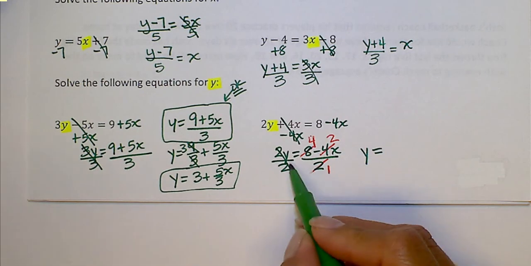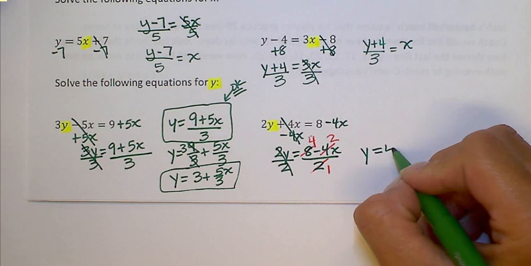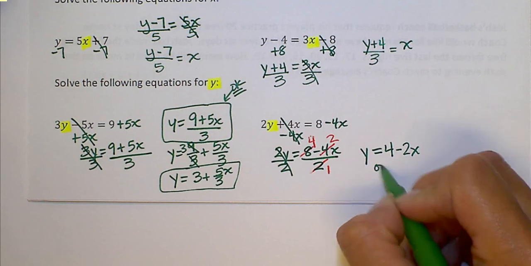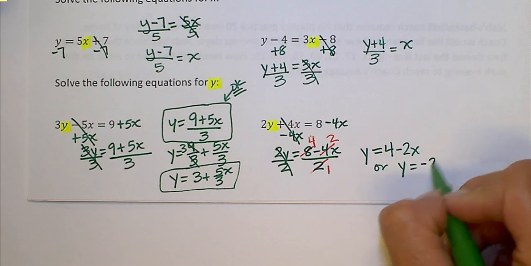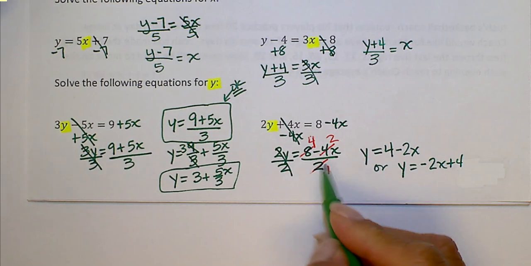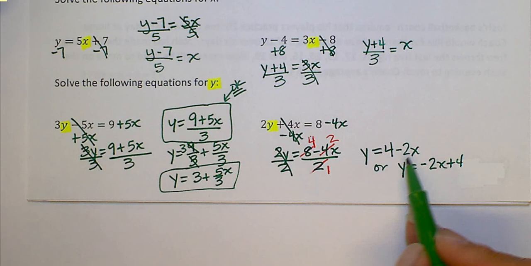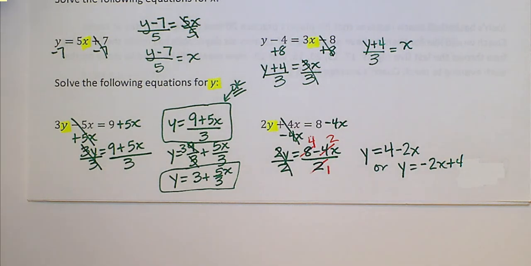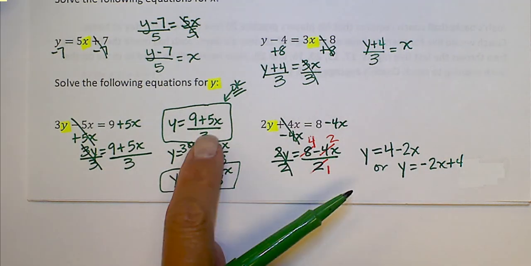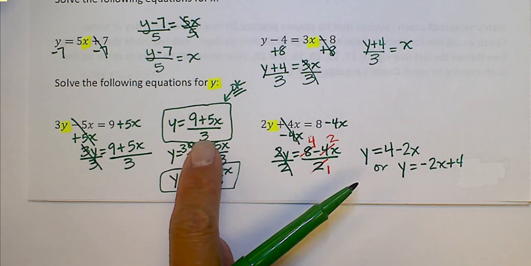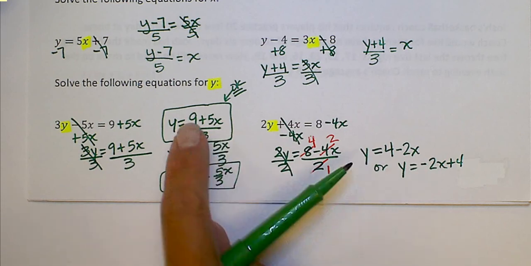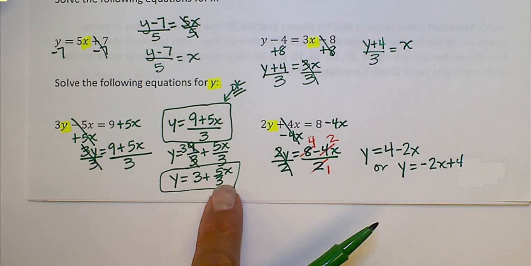And then we have y equals 4 minus 2x, or you could write that as y equals minus 2x plus 4. But if you can divide everything in here by 2, then you need to. Please do not leave it as 8 minus 4x over 2. Over here, because you can't divide everything by 3, you can leave it like this, or if you do divide the 9 divided by 3, then you have to write it as 5/3.